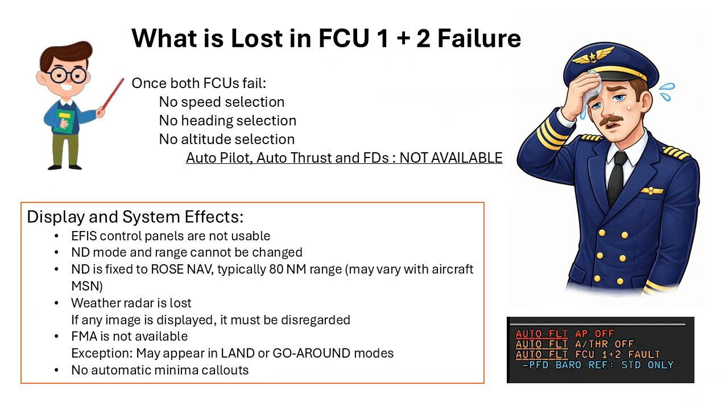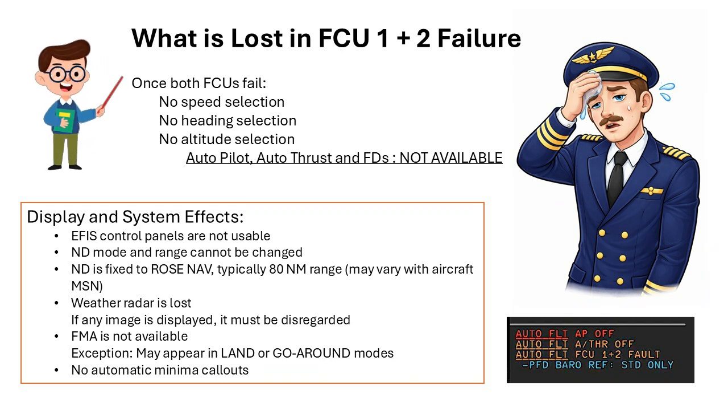FCU provides short-term tactical control to fly and navigate the aircraft, allowing the pilot to select speed or Mach, heading or track, and altitude. In this scenario, the aircraft loses all short-term tactical control. In case of a dual FCU failure, all these selections are lost. There is no speed, heading, or altitude control available.